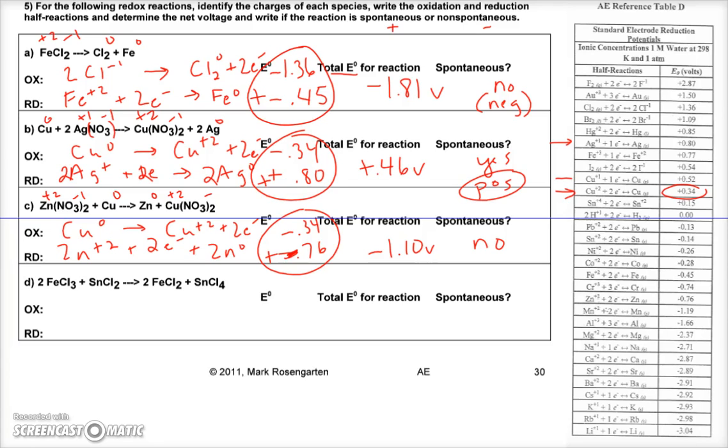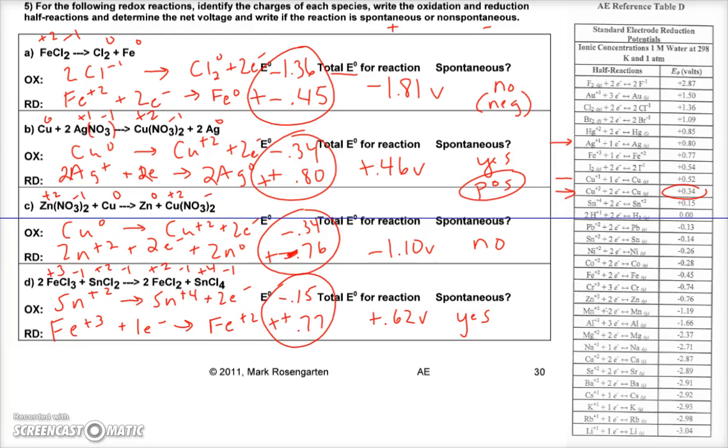All right, go ahead and pause the video now. All right, so this last problem, you should have a total overall voltage of positive 0.62 volts. Because it's positive, this is a spontaneous reaction, which means, yes, you would get electricity to flow. You could power a device from this particular set of chemicals.